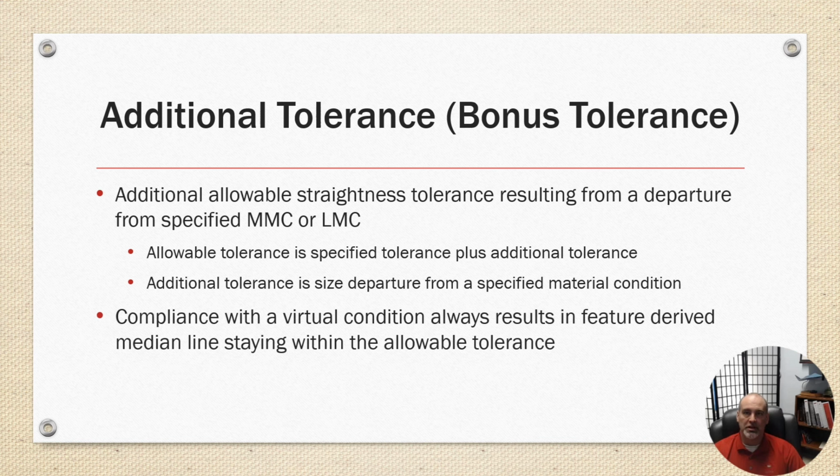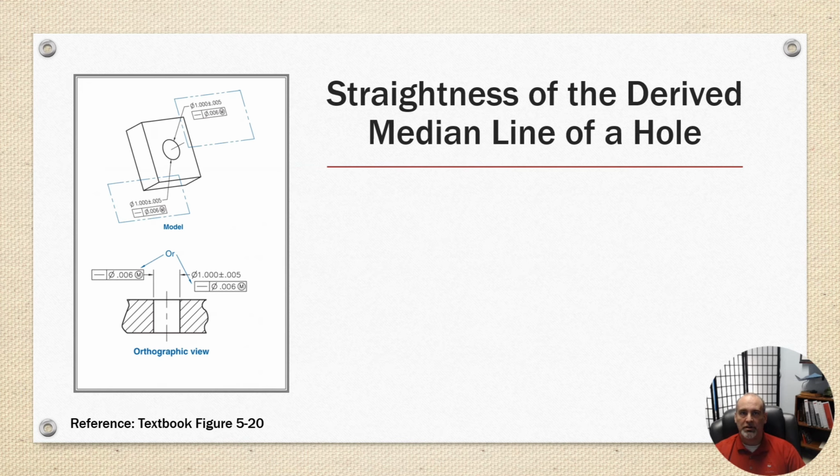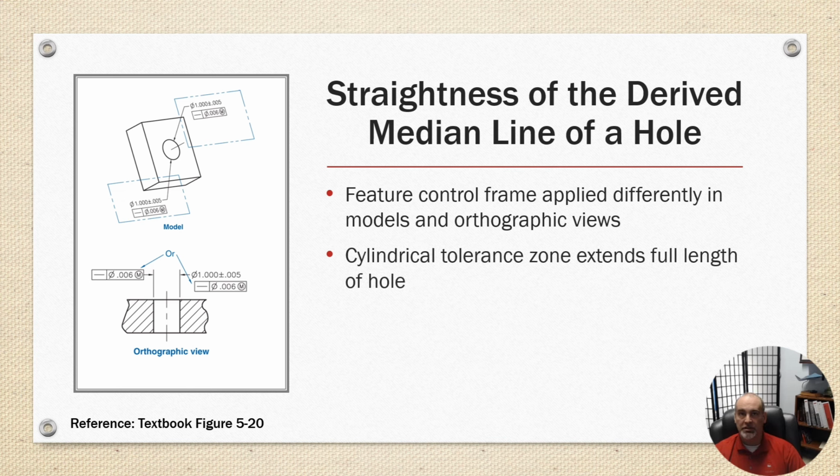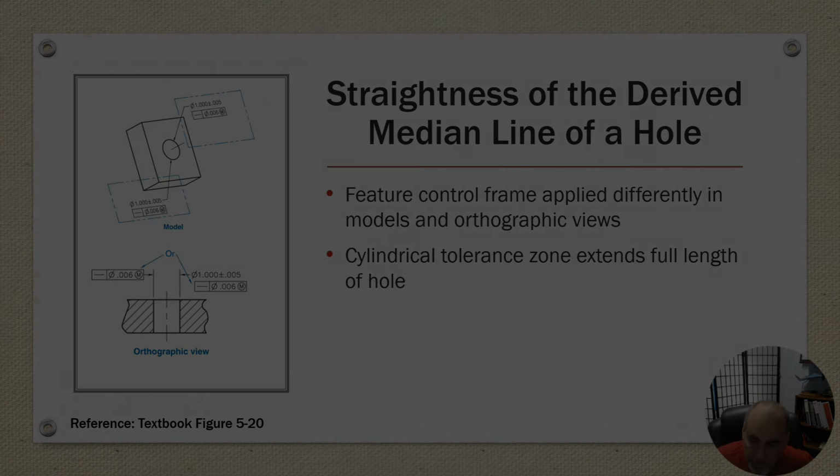Compliance with a virtual condition always results in the feature-derived median line staying within the allowable tolerances. Okay, the straightness of a derived median line of a hole. The feature control frame is applied differently in models and orthographic views, and the cylindrical tolerance zone extends the full length of the hole. As you see in the model, it's most commonly applied with a leader line, but in an orthographic view, they prefer that it's attached to a linear or dimension line that is going through profile.